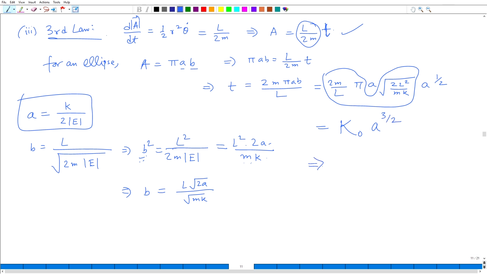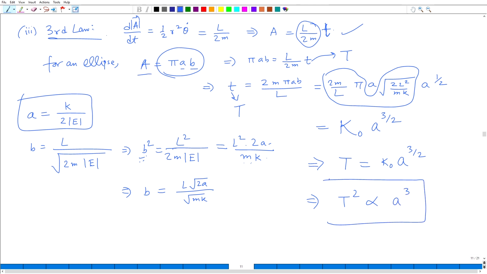And that is why you see that, of course, whenever you are talking about A to be the total ellipse, then my T is nothing but the time period, which is equal to the total T, capital T. I can call that capital T as well, and I can say then my T is equal to K0 A to the power 3 by 2, and finally T squared is proportional to A to the power 3. Clear? So, this is Kepler's third law.